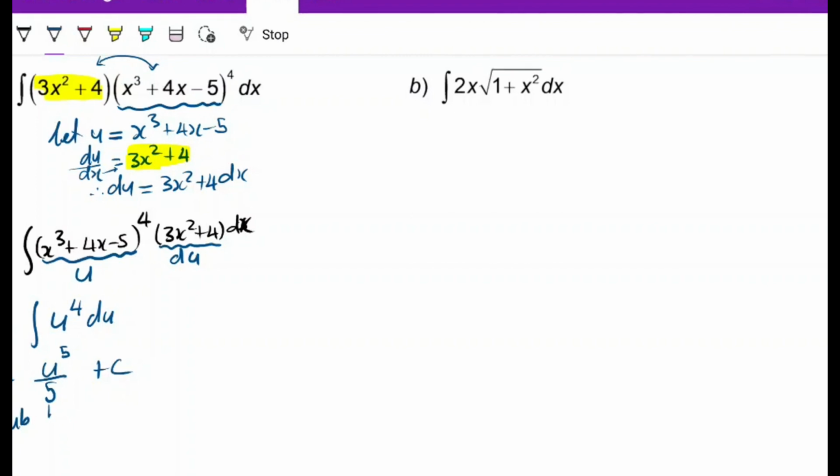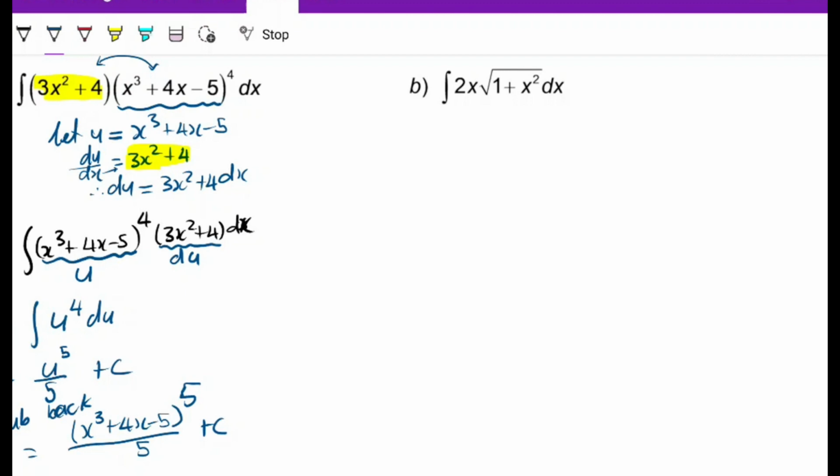The most important thing now is to sub back what u was, because ultimately you have to write your solution in terms of the original variable. So you get (x^3 + 4x - 5) to the power of 5, over 5, plus c. Therefore, this gives you the integral of that very complex looking expression.